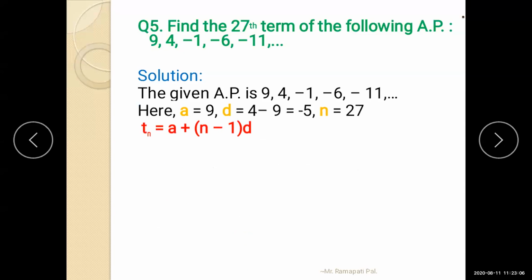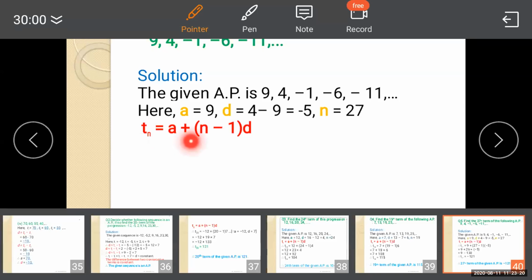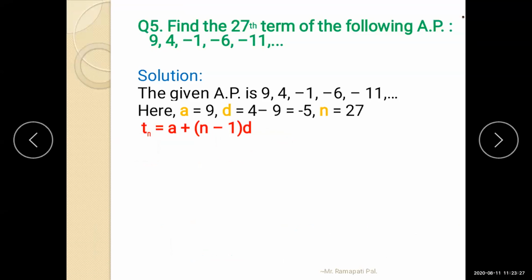Okay. Now write down the formula Tn. Don't forget to write the formula. Tn is equal to A plus (N minus 1) D. Okay. This formula you have to remember. Is it clear? Very important formula to find out Tn. Now, T27 is equal to, we know A, we know the value of N, and we know the value of D. Now substitute these values in T27.